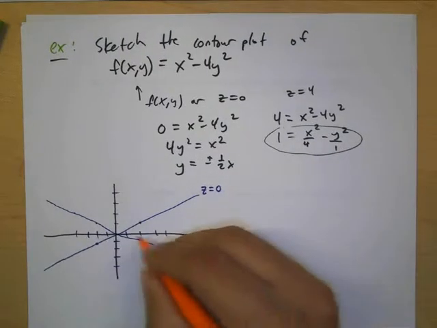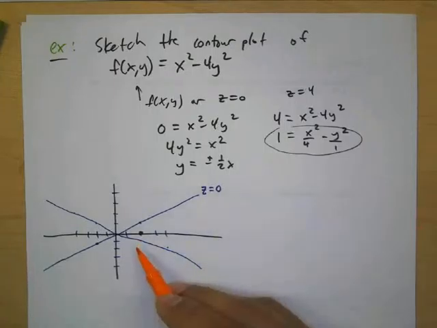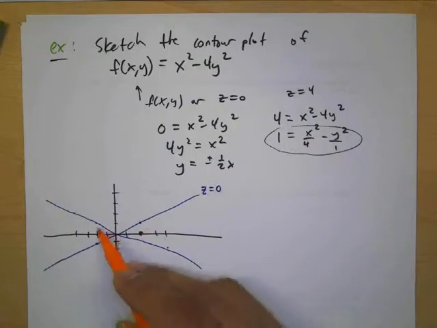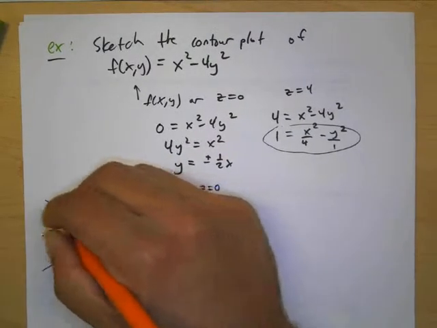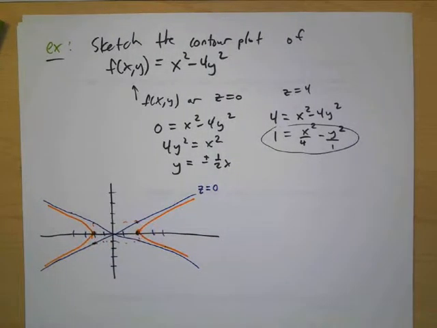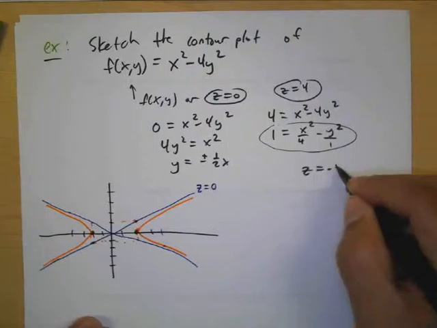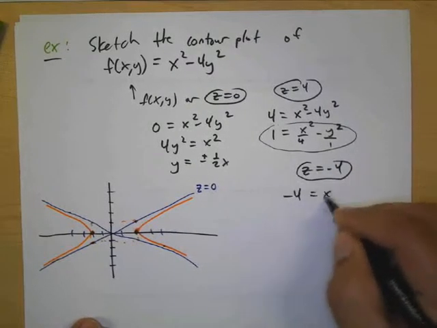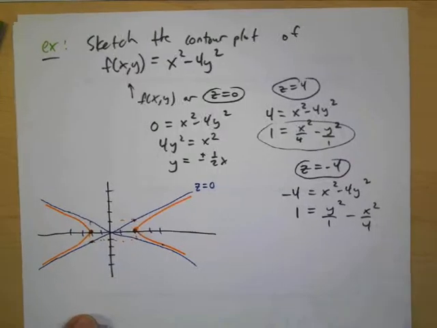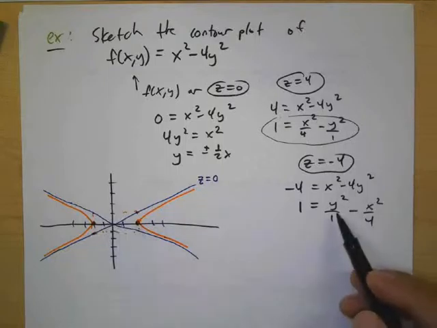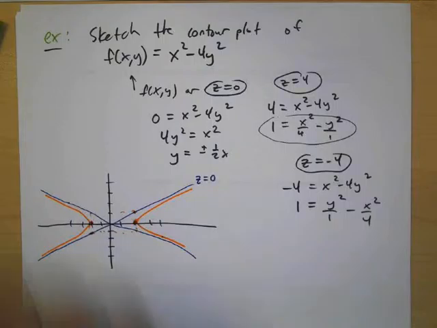So let me do that in orange. If you want to do the box thing, we would go, what, 2 and 1? So actually we would get this, right? All right. And let's just get one more. Let's say I did z equals negative 4. So we have z equals 0, z equals 4, and we'll pick one more nice value. If I do negative 4 equals x squared minus 4y squared and divide by negative 4, now we get y squared over 1 minus x squared over 4. So it's the same kind of thing here. The only difference is that this hyperbola opens in the y direction. I'll do that one in green.